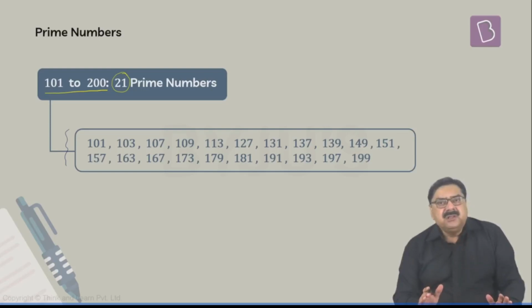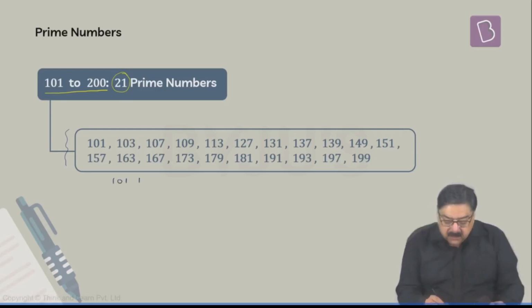So there are 50 odd numbers and 50 even numbers. So even numbers we will eliminate. Now out of these 50 odd numbers, we will eliminate the 10 multiples of 5, which are 105, 115, 125, 135, 145, 155, 165, 175, 185, 195. We have eliminated them. Now let us have a look at the remaining numbers.